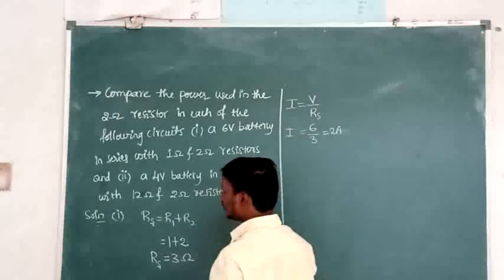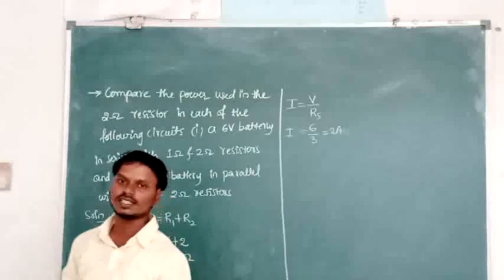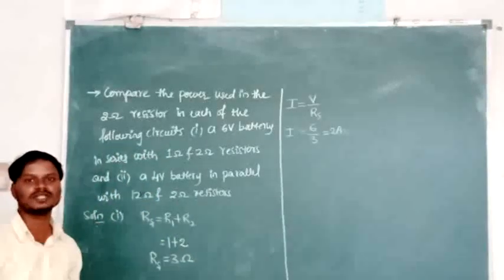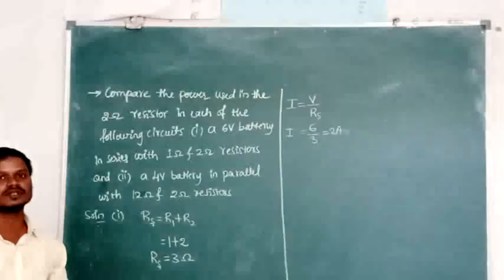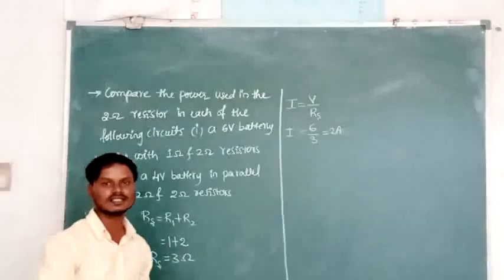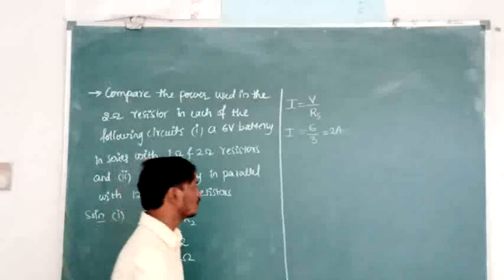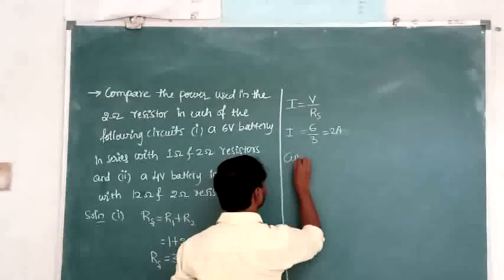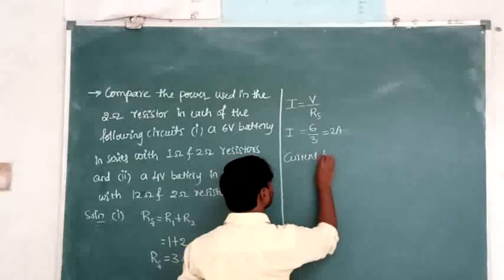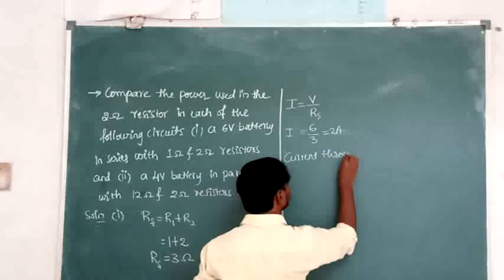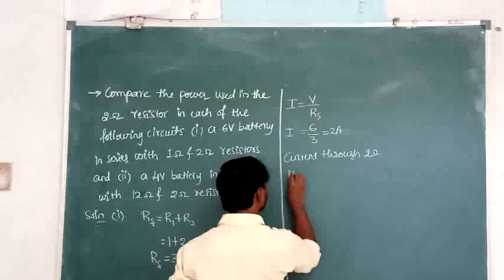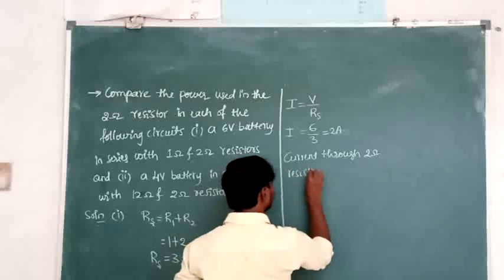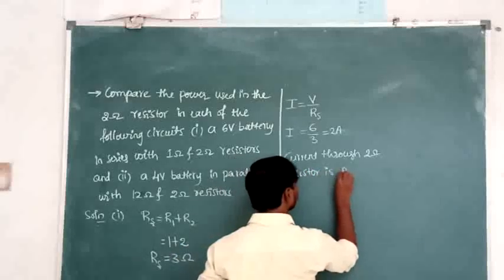Then what is the current flowing through the 2 ohm resistor? The current flowing through the 2 ohm resistor is 2 ampere. And what is the current flowing through the 1 ohm resistor? That is also 2 ampere because they are connected in series. In series combination, current is same. Current through 2 ohm resistor is 2 ampere.